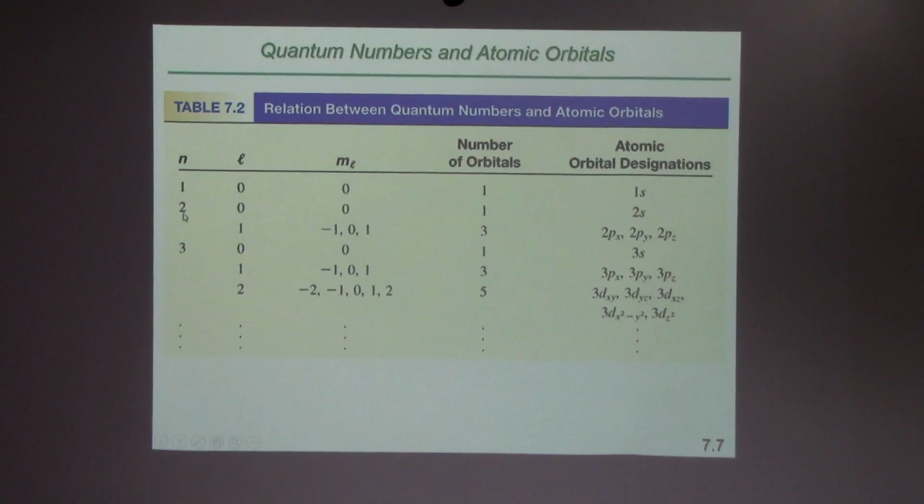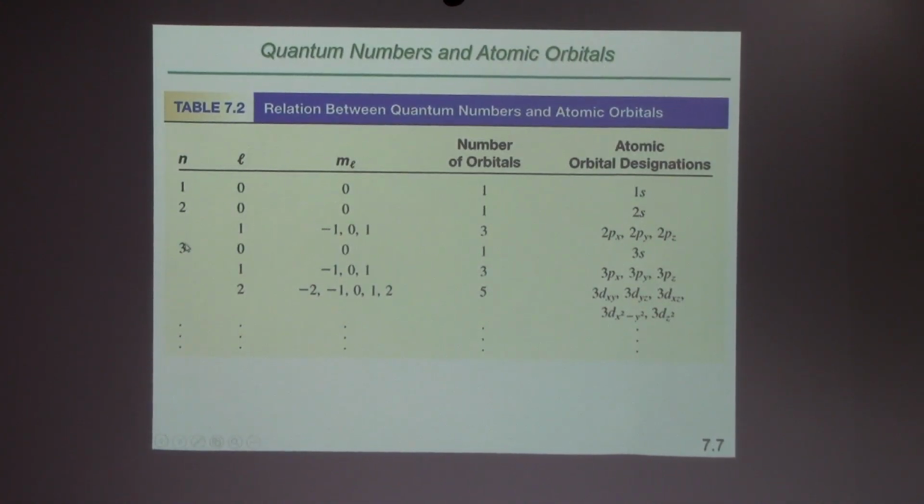Now if n equals 2, the values of L can be either 0 or 1. The values of ML will depend on the value of L. If L equals 0, ML will equal 0. If L equals 1, the values of ML may be negative 1, 0, and 1. How many orbitals can you have when n equals 2? A total of 4, 1 plus 3.